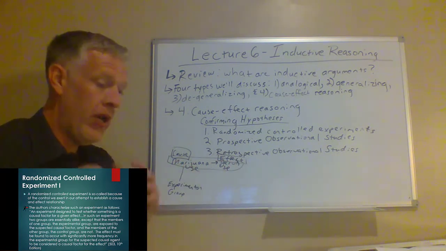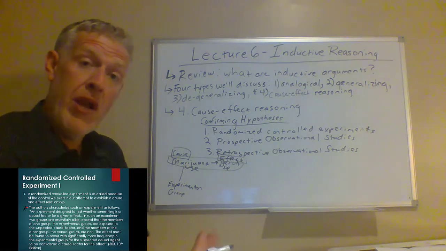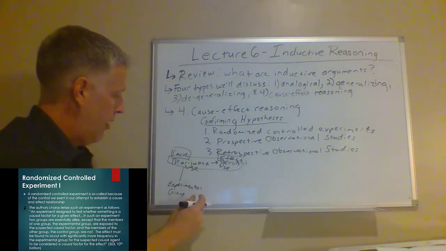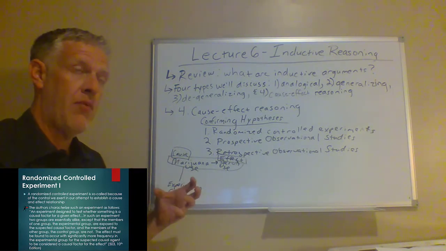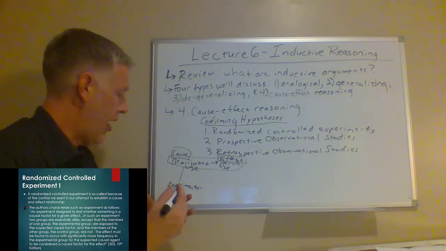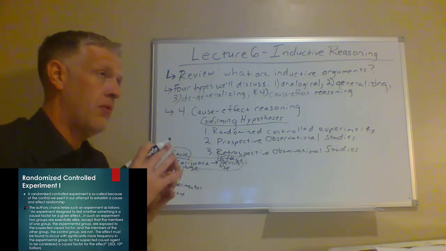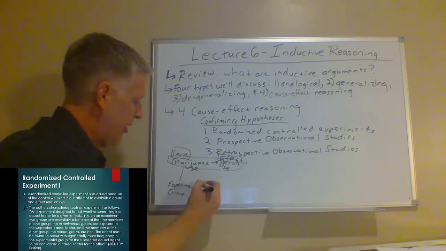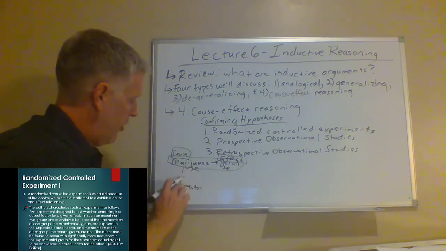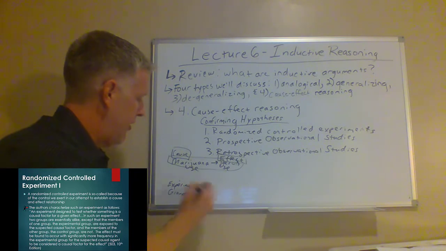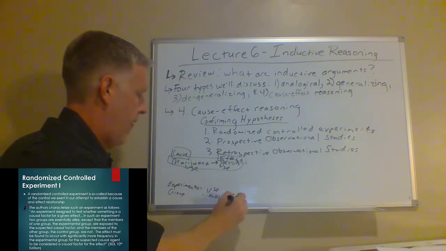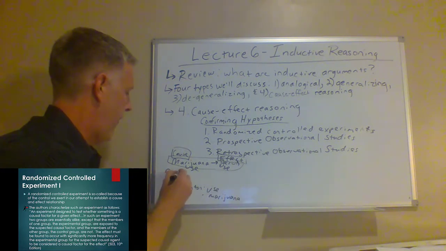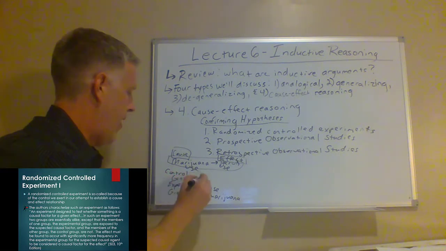Okay, so if we were to run a randomized controlled experiment, again, we employ random samples. We would have two groups, right? And our samples, we would randomly assign them to the groups, right? An experimental group, which, let me put it this way, we would then subject to marijuana, right? They would use marijuana, right? And then our control group does not.